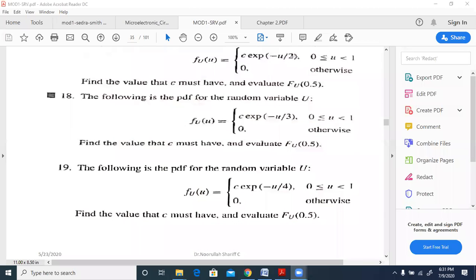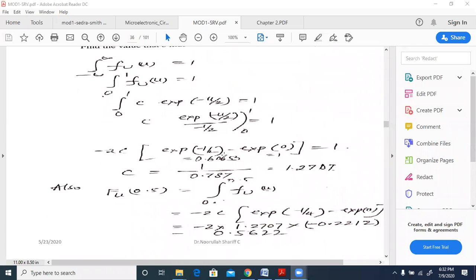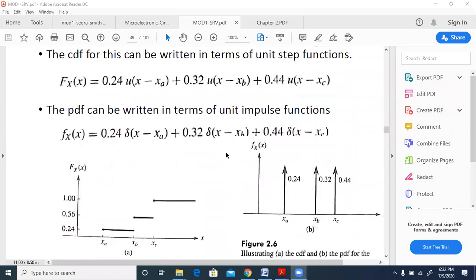Here it is minus u by 2. This is again the same thing, except that here it is minus u by 3, that's all. Here it is minus u by 4. So both of these will become the exercise for assignment. So try to solve this, that will help you in the long run, right? Then we'll go for the next problem.